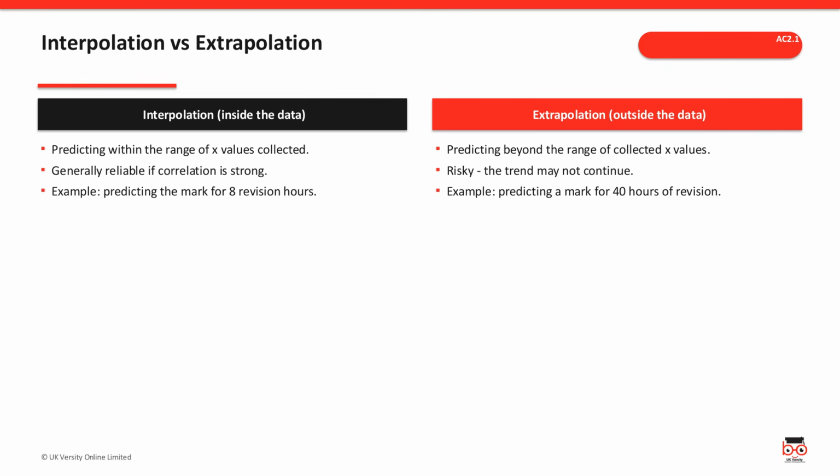That distinction is worth dwelling on. Interpolation means predicting inside the range of x values you collected, and if the correlation's strong, it's generally reliable, like our estimate for 8 revision hours. Extrapolation means predicting beyond that range, and it's risky because the trend may simply not continue. Revise for 40 hours, and the model happily predicts a mark well over 200, which is nonsense. Always check your prediction sits within the data you've actually got.